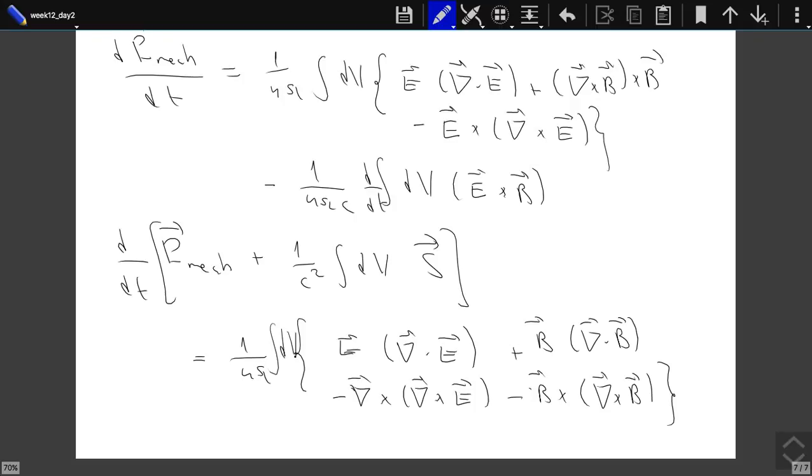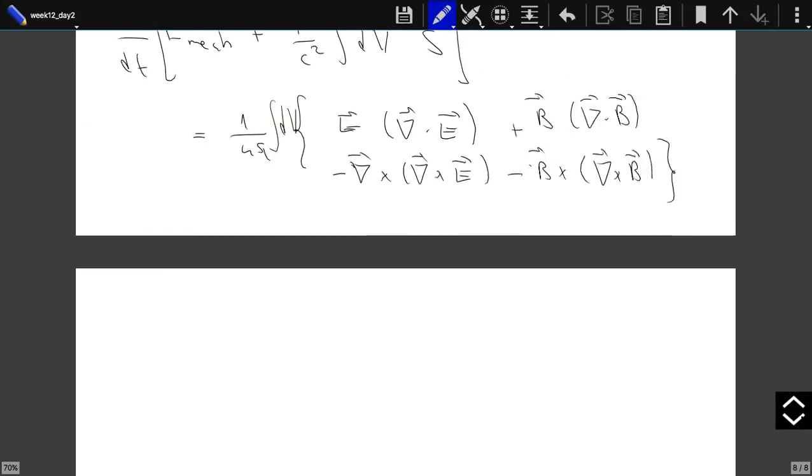So I get that the mechanical energy plus the mechanical momentum plus the momentum of my system, of my electromagnetic field, is conserved. Now, how can we write that term as a divergence? Well, you see, all of those terms have derivatives. Now, let me take that term.